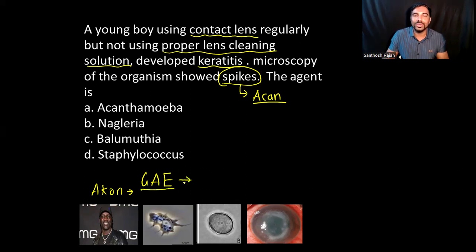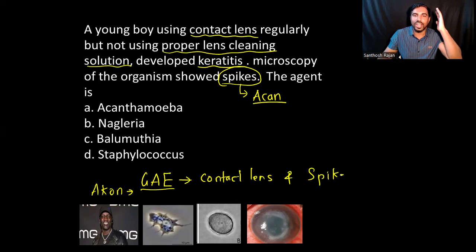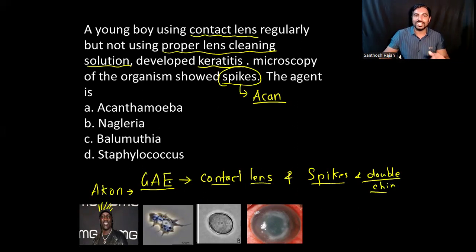And what gay guys do, they usually like to wear a lot of colorful things, no? So they wear contact lens. And the second one, their favorite thing is spikes. They always have spikes on their head, okay? Same with our Akon. See, he has a spike and he is wearing contact lens, okay? I'll tell you why I said this contact lens thing. And then he has a double chin also, okay? At one particular time, they get a double chin. Okay, remember like that, he is a gay. So why is it gay? Because it was granulomatous amoebic encephalitis.